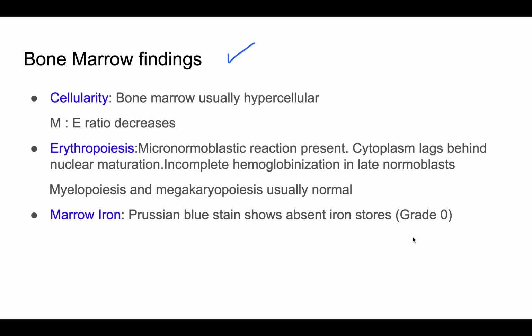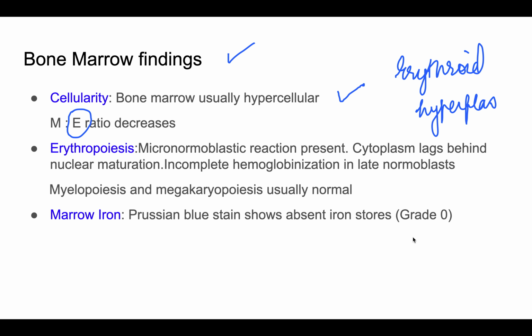Now if hemoglobin is low, the bone marrow tries to produce more RBCs. So the cellularity is mostly hypercellular. M:E ratio decreases because erythroid hyperplasia is there. The RBCs try to replenish themselves. In the erythropoiesis, you have to remember there is something known as micronormoblast. So here the micronormoblast is there.